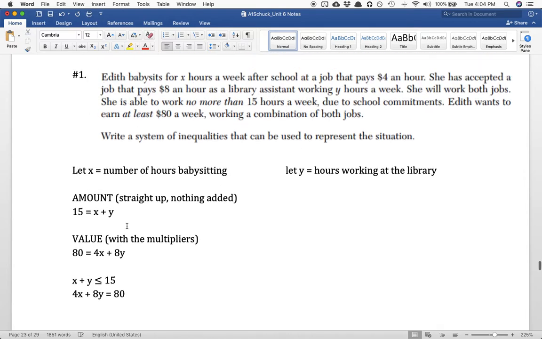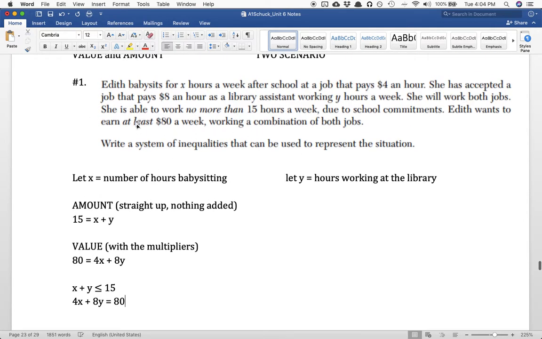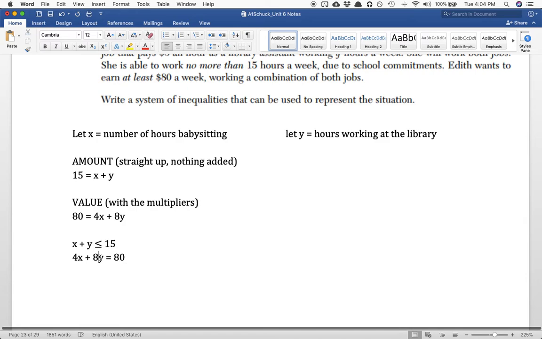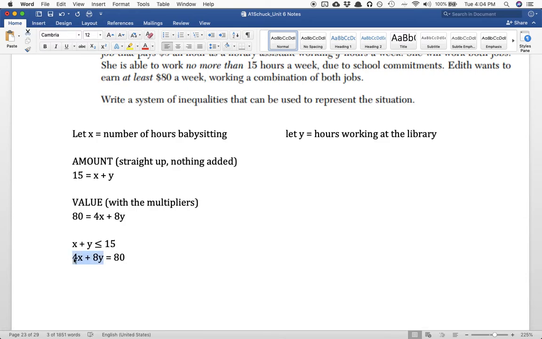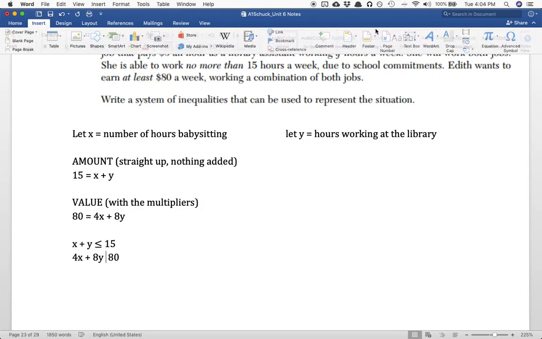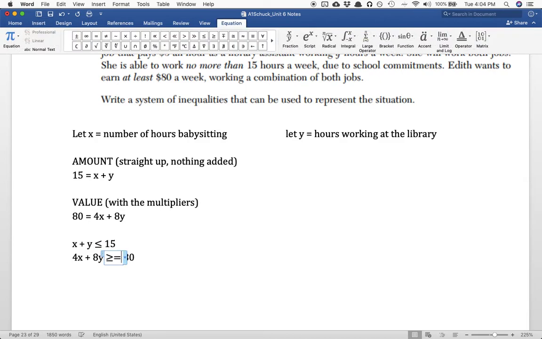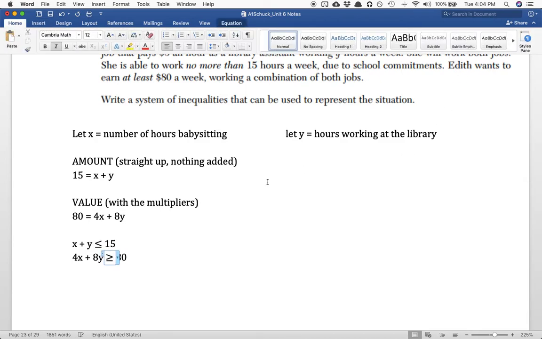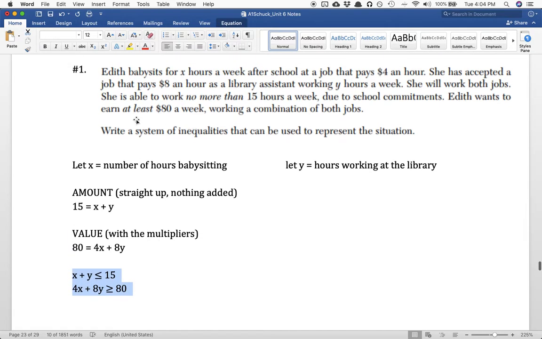And then over here, she wants to earn at least $80 a week. So here, the $4 per hour of babysitting, $8 per hour in the library, that should be at least $80. So this should be greater than or equal to 80, not just equal to. This is the system that they want. Now notice they don't want you to solve the system, they just want you to write it.